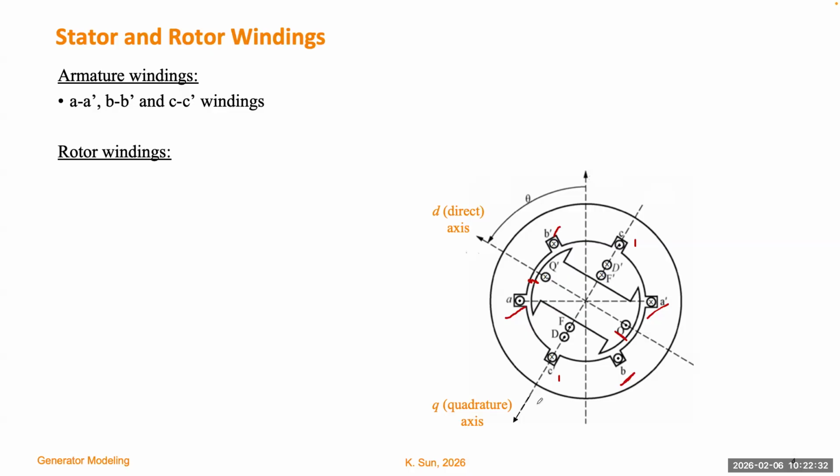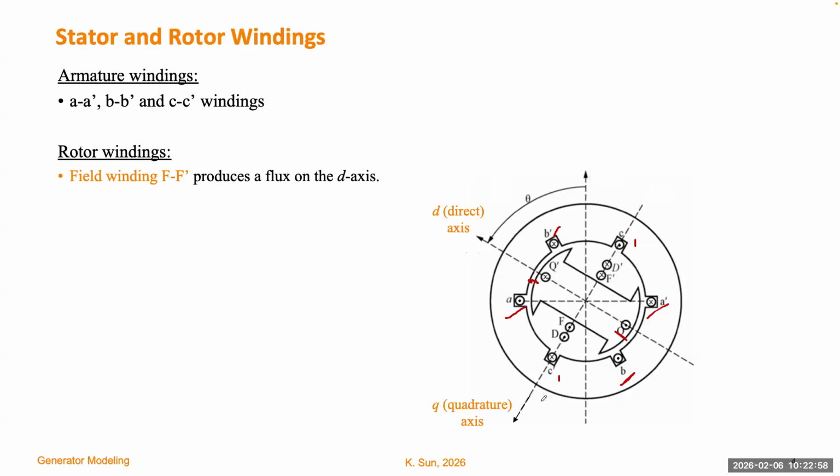In today's literature, usually the q-axis or quadrature axis is defined to be 90 degrees leading d. But if you find any old textbook or old papers, some papers used to have q lagging d, but the IEEE standard requires defining q to be leading.